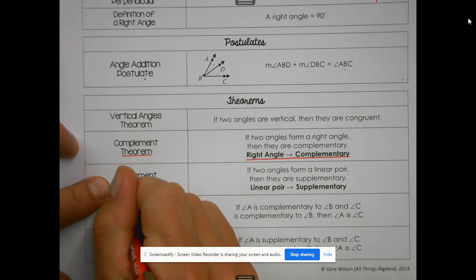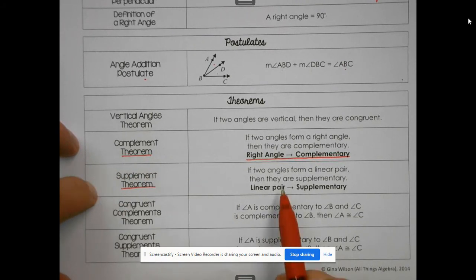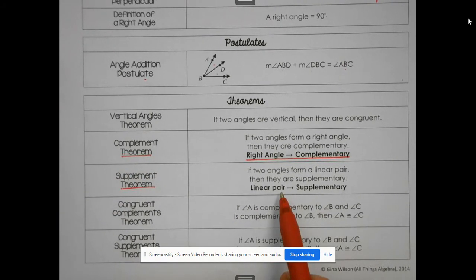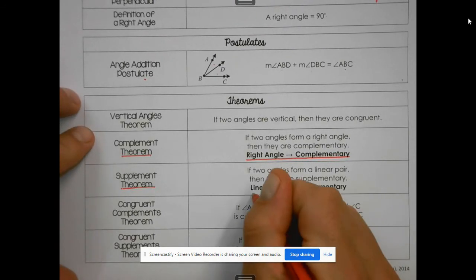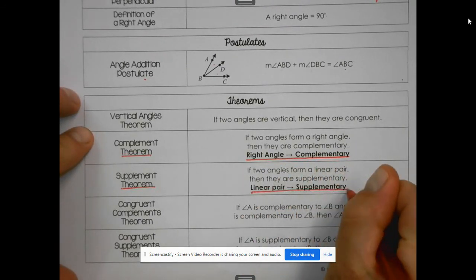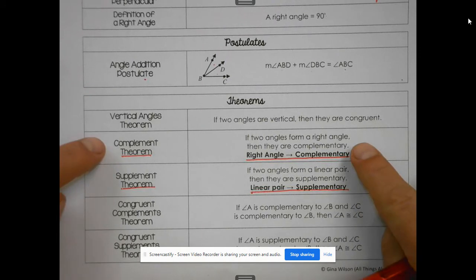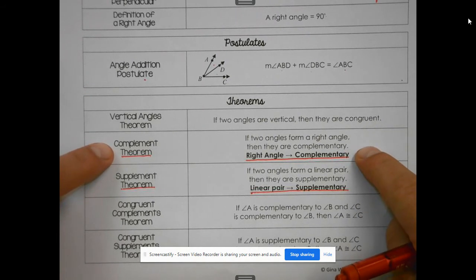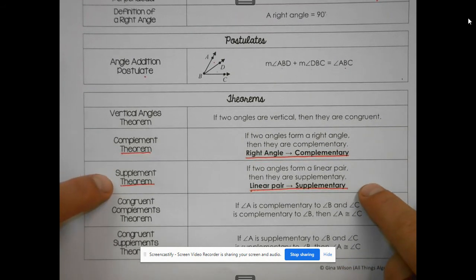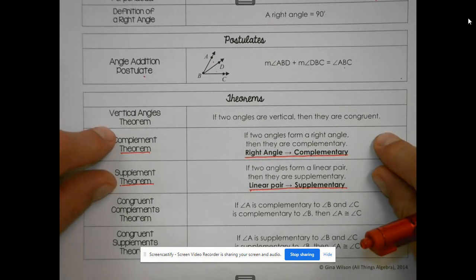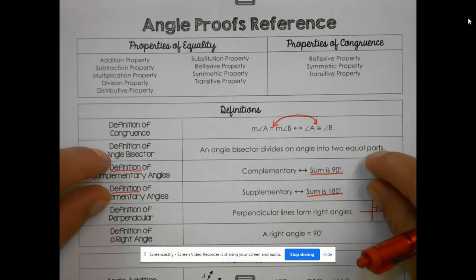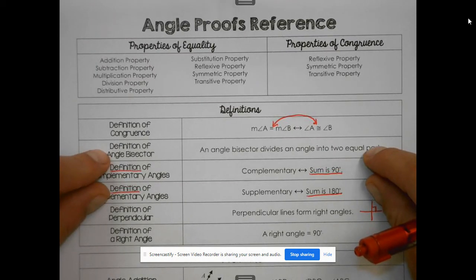Supplement theorem, I would underline the word theorem. If 2 angles form a linear pair, then they are supplementary. You need to know that linear pairs are supplementary. Complement theorem, right angles are complementary. Supplement theorem, linear pairs are supplementary. You need to know the difference between these two and these two. Definition versus the theorem, you need to know the difference.